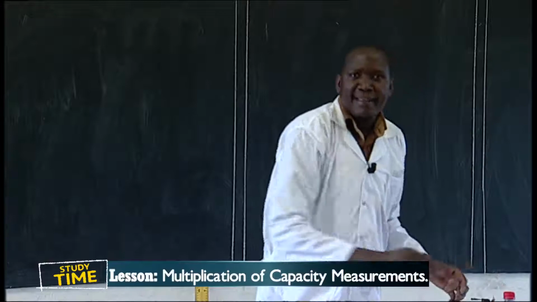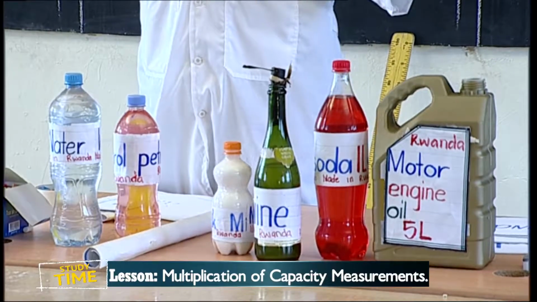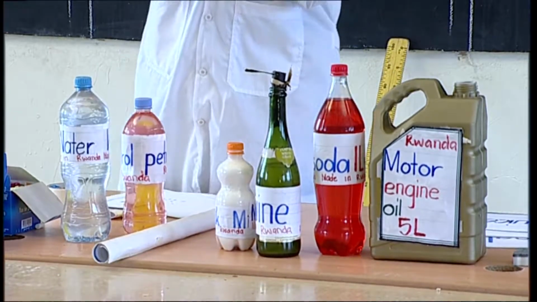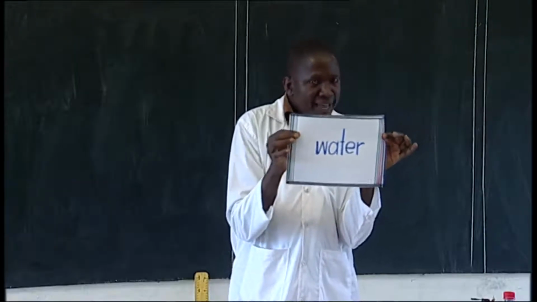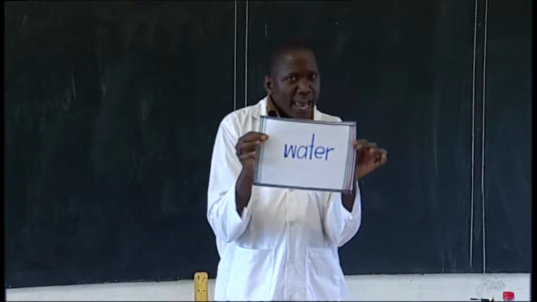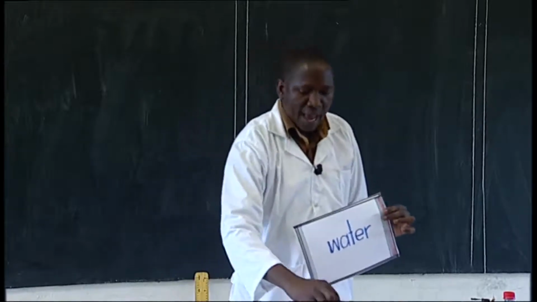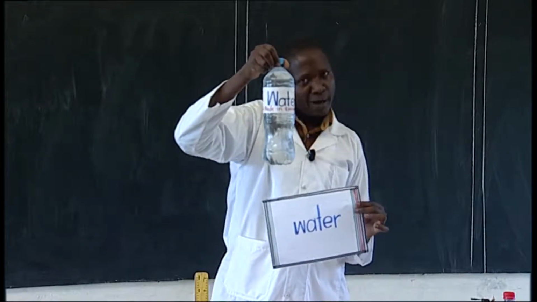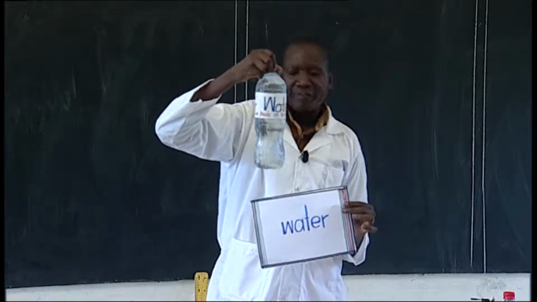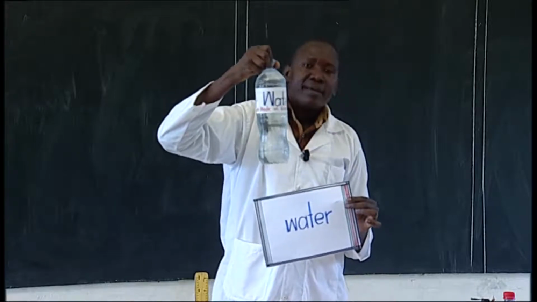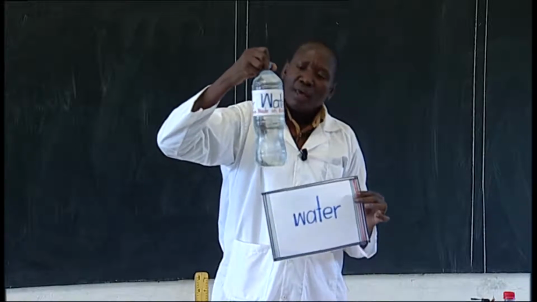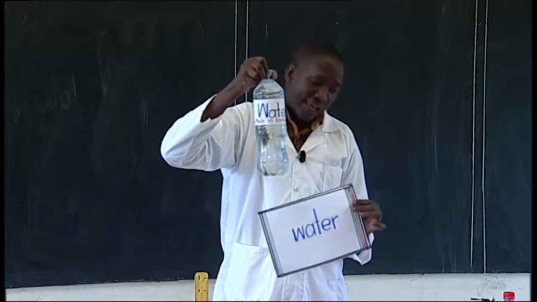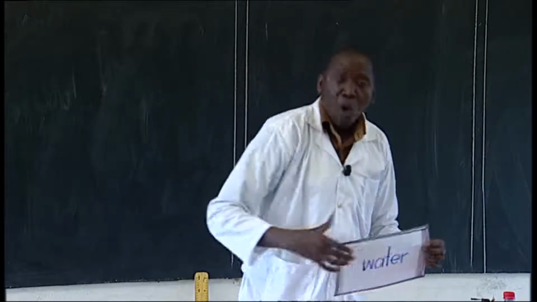Good. Another thing. What have you seen again? We can see water. And this is how they write water. Water is here. When you are going to buy water, you must check very well its expiry date. You must know how much water is there before you buy. Okay? That is our water.